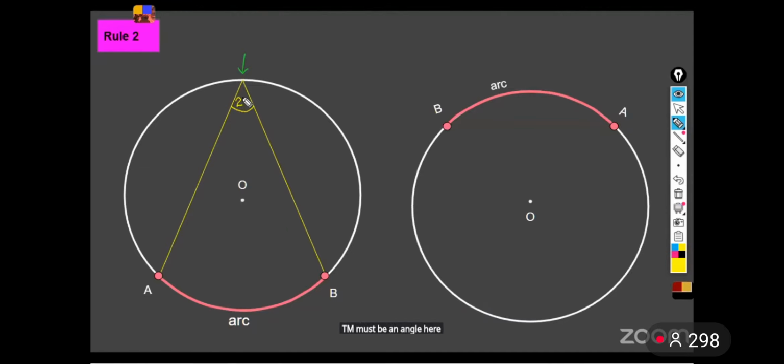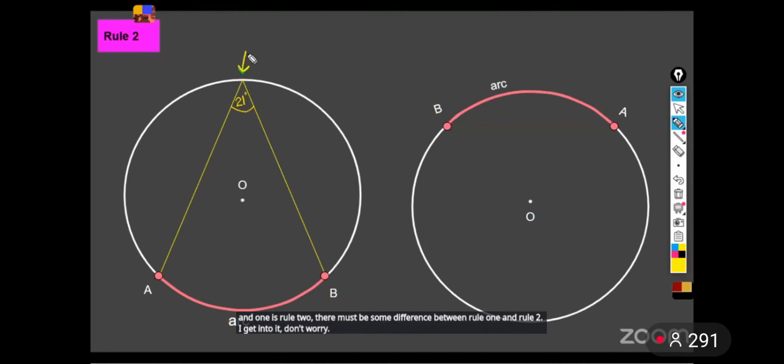Let's just assume the angle is 21 degrees. Let's put in 21. It looks like 21 on my diagram. So like I said, at first glance, people are going to roll their eyes and say, this is the same thing as rule one. But it can't be. If one is named rule one and one is rule two, there must be some difference between rule one and rule two. I'll get into it, don't worry. Be patient.